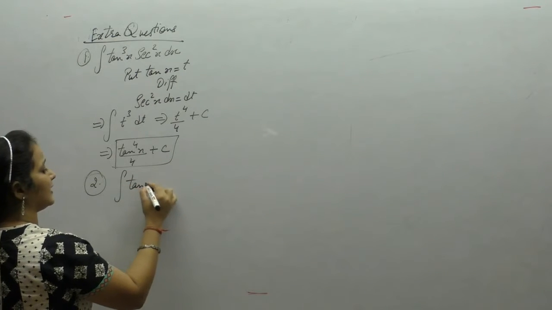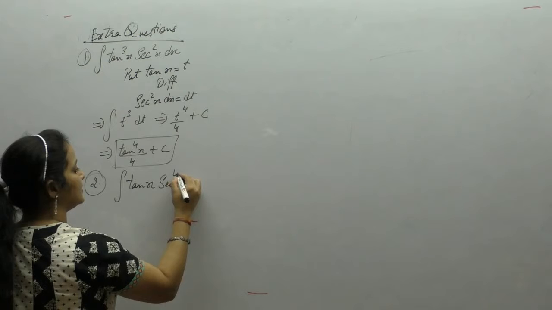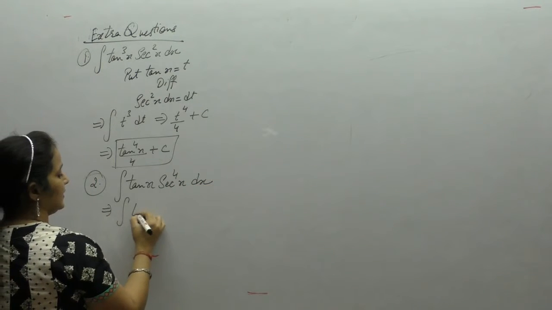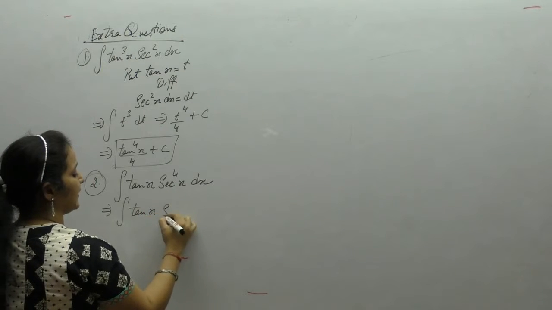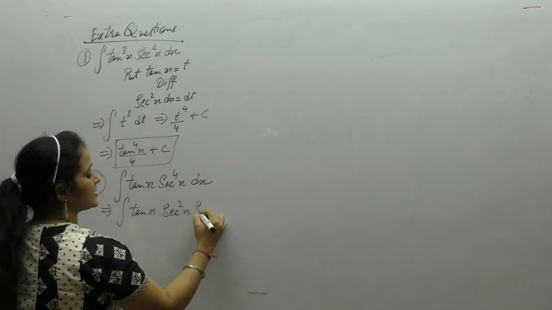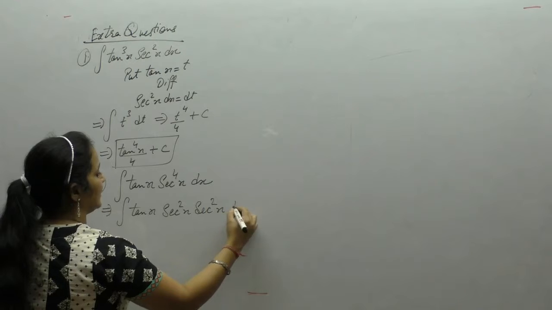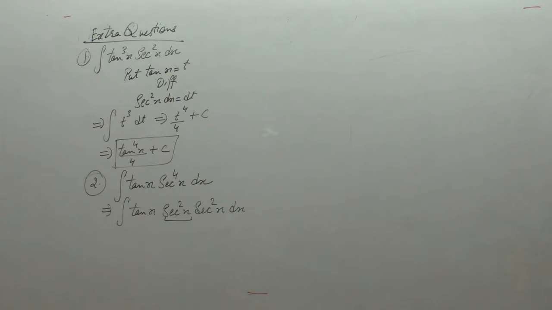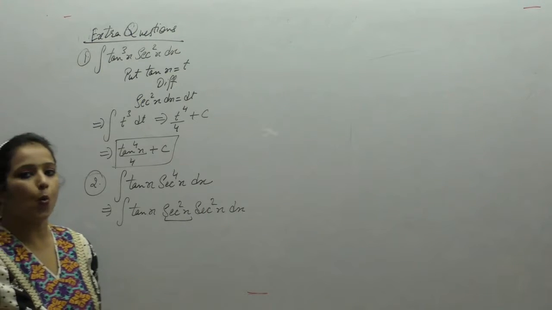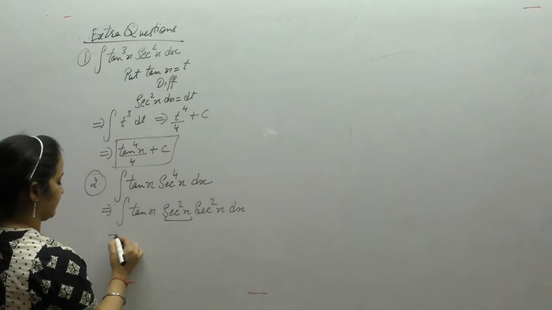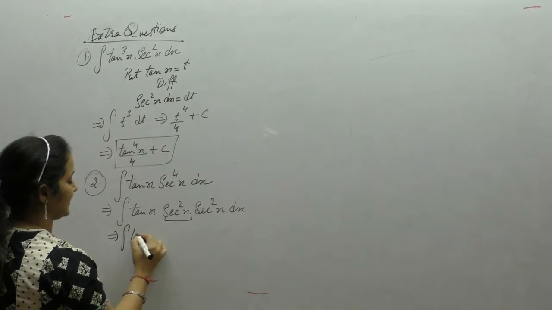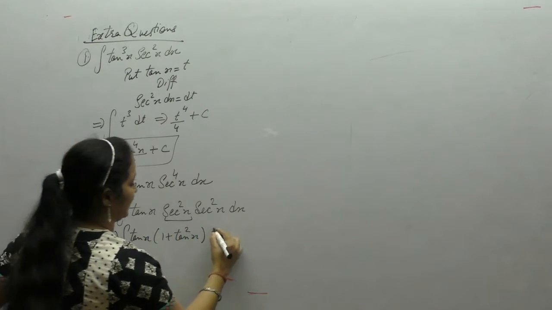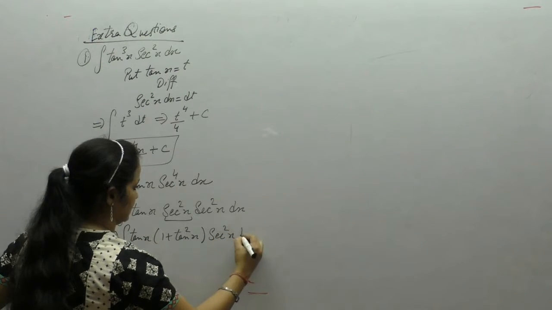Next is integral of tan x sec 4x dx. Sec 4x we will split and write as sec square x into sec square x. In place of one sec square, we use the identity here. Sec square x is equal to 1 plus tan square x. Tan x into 1 plus tan square x and other sec square x as it is.